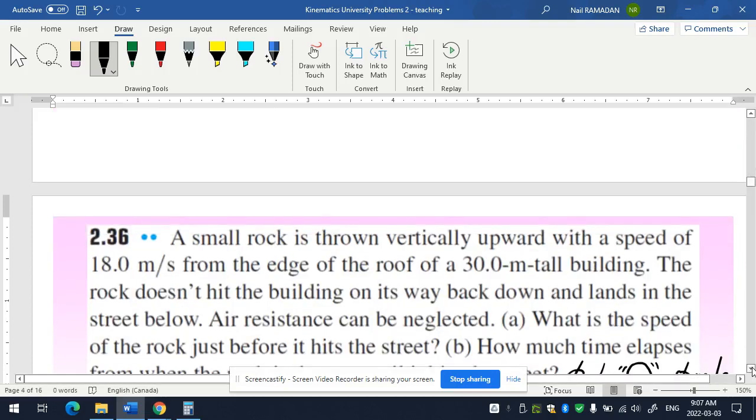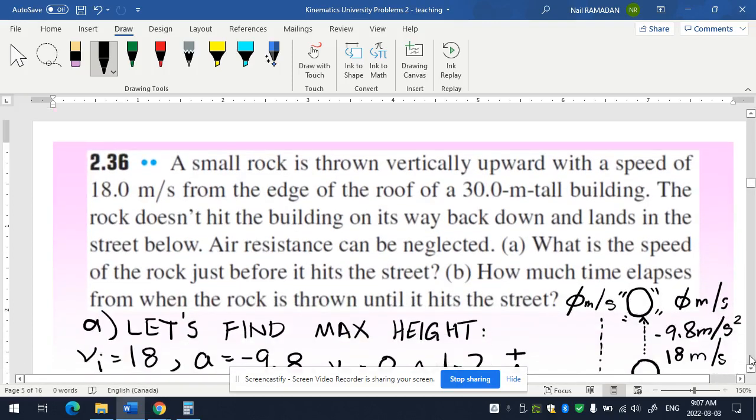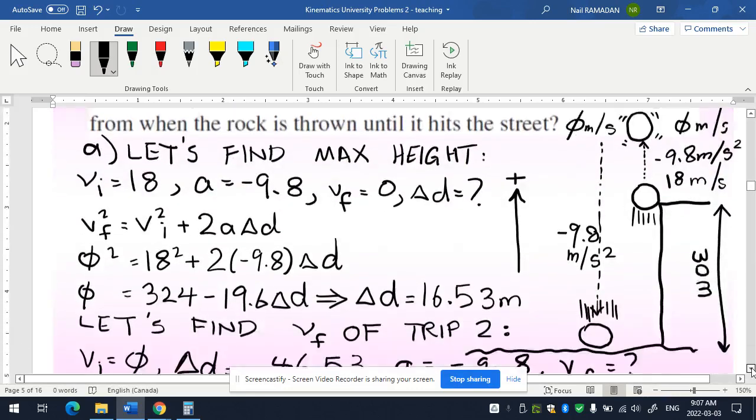Part B is what? How much time? What does elapse mean? Pass by, go through, pass. From when the rock is thrown until it hits the what? So one trip or both trips? Both trips. Okay. So we have to have how many times? 2 times. All right.